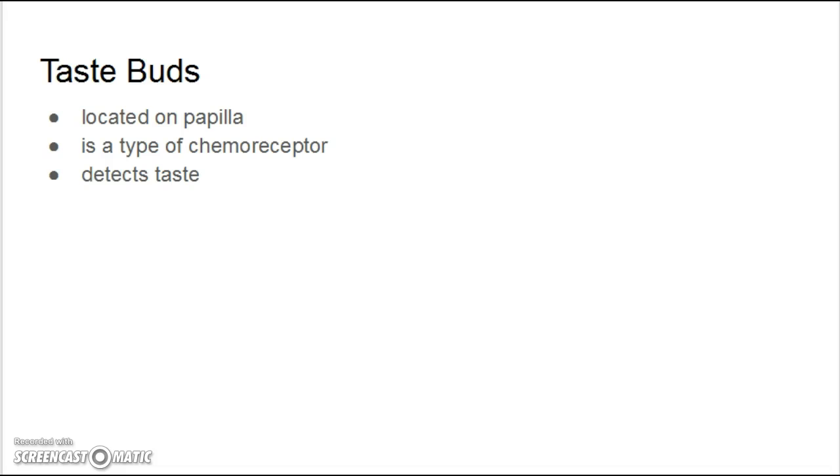Another type of receptor that we're going to look at are the taste buds, and you probably know they're located on the tongue, but specifically on the surface of the tongue are little peg-like structures called papillae. Papilla is one, papillae would be plural, and on the sides of each of these papillae are these taste buds. And this is a type of chemical or chemoreceptor because the receptor responds to chemicals that are in the mouth, and so that is responsible for taste.